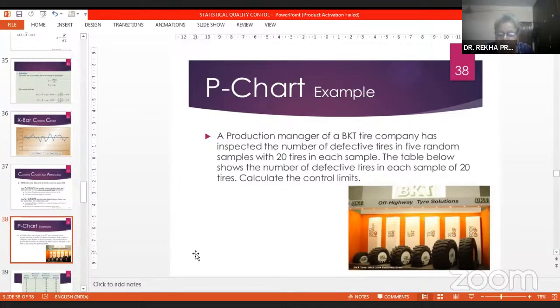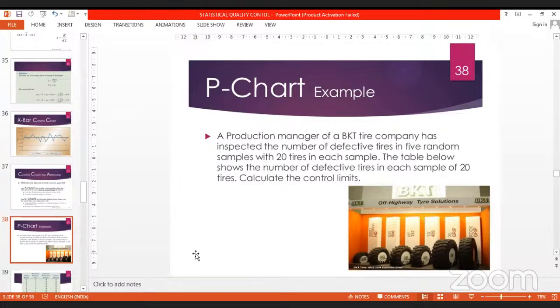I guess read this. This is an example of C chart. A production manager of a BKT tire company has inspected the number of defective tires in 5 random samples with 20 tires in each sample. The table below shows the number of defective tires in each sample of 20 tires. Calculate the control limit.